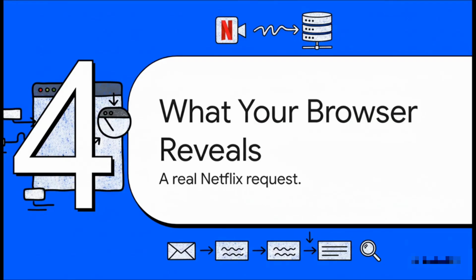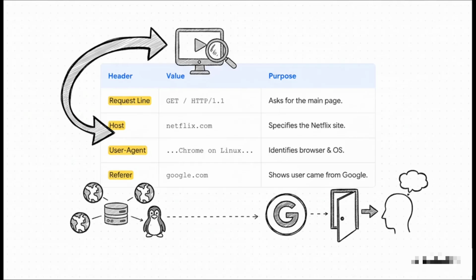All right, now for the fun part. We get to see the real thing. Let's analyze the actual request our browser tried to send to Netflix and see how well it lines up with everything we've just learned. And here it is in all its glory. Let's look at the evidence. The request line? Yep, it's asking to GET the main page. The Host? It's Netflix.com, just as we expected. The User-Agent says we're using Chrome on Linux. And the Referer, sure enough, it shows we came directly from Google.com. It's all there exactly like we talked about.